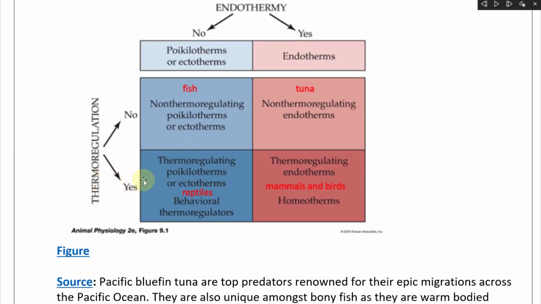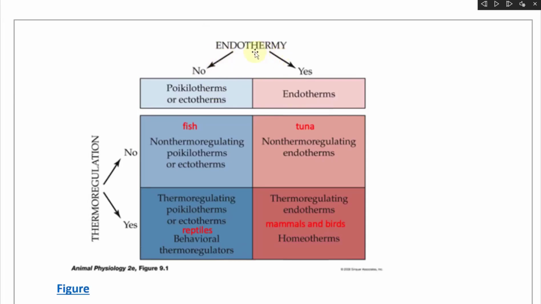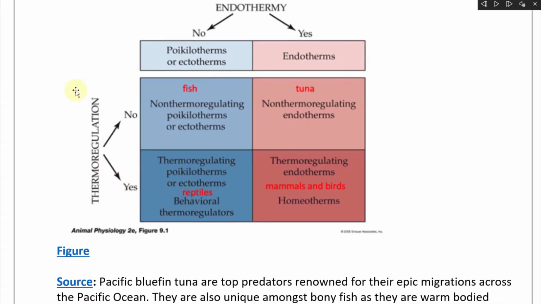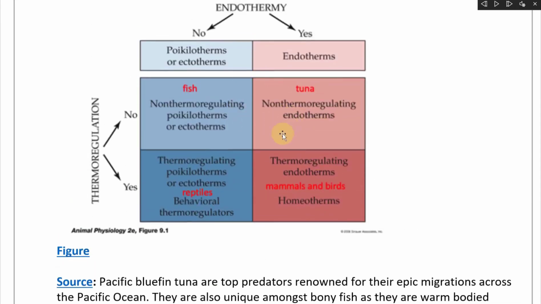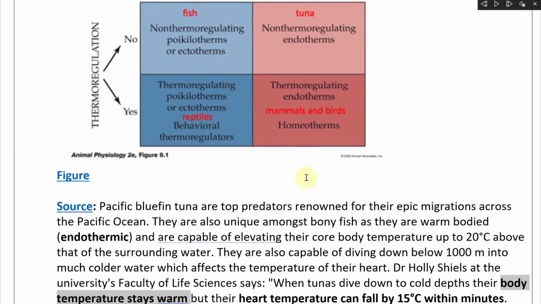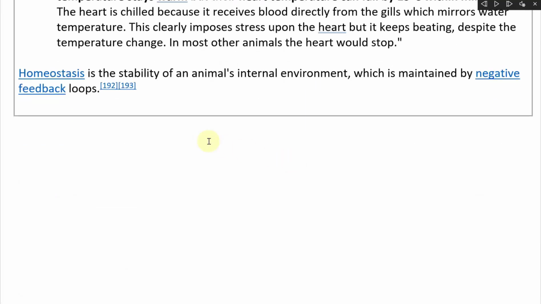And now if it is thermoregulating but it's not an endotherm, so it's no endothermy, that's no poikilotherms and ectotherms. And then you'll have yes here. So reptiles is a type where it does thermoregulate still. So thermoregulating poikilotherms or ectotherms are using behavioral thermoregulators. While this tuna here is a special one, non-thermoregulating. Even though it can produce its own heat, it can go and freeze up and not think twice. So yes, it is a super animal.